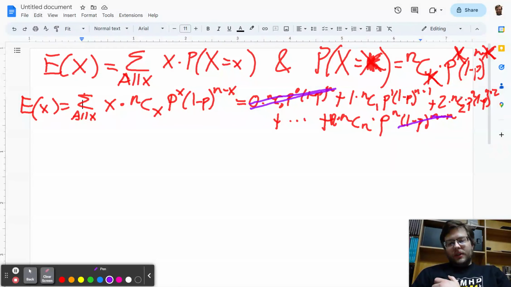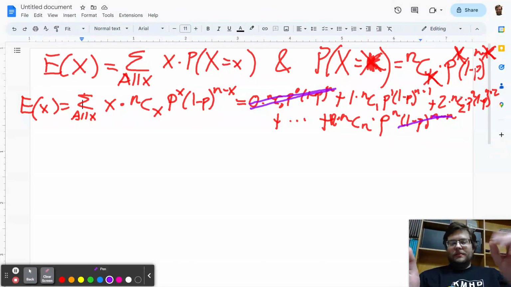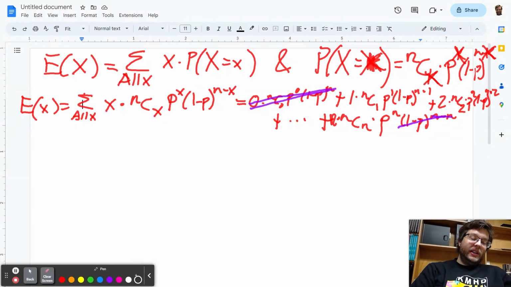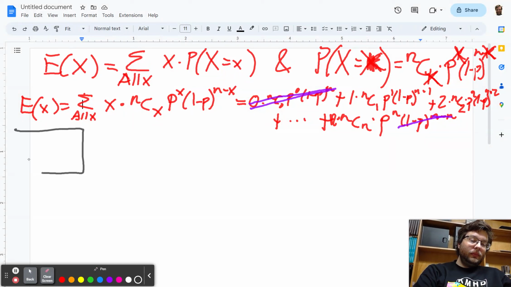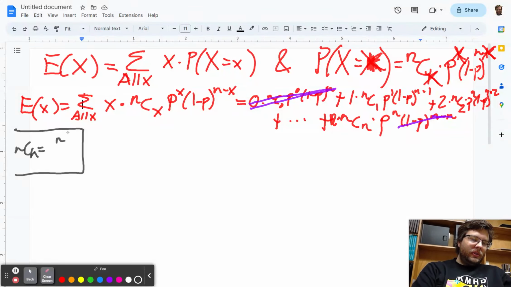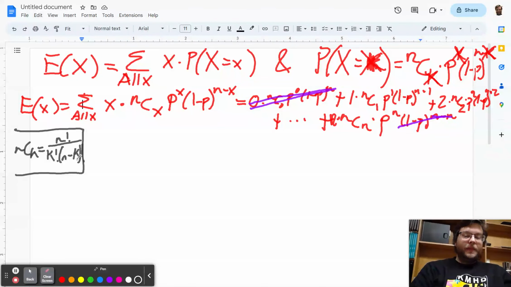So what I want you to notice now is that every other term has a p in it, and every other term has some sort of n choose something in it. I'm going to remind you, just a quick sidebar, that if we have n choose k, we can write n factorial over k factorial times n minus k factorial.